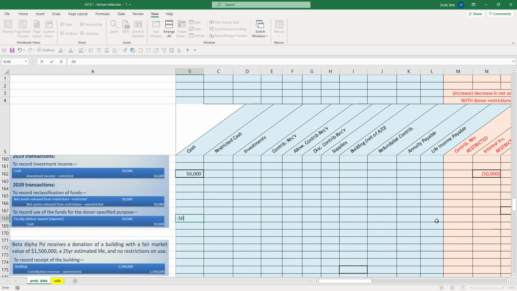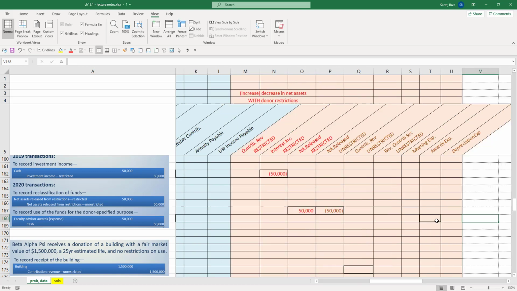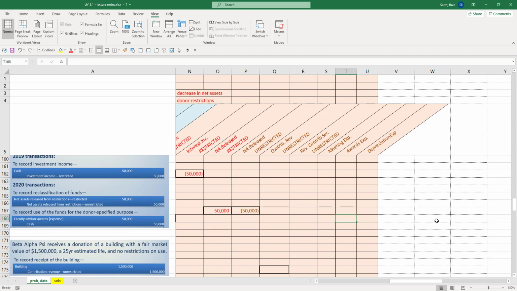Credit 50,000 to cash, then go all the way over to the awards and debit 50,000 awards expense. What a tedious pain in the butt process this is. But this one illustrates how not-for-profit accounting differs substantially from for-profit accounting.